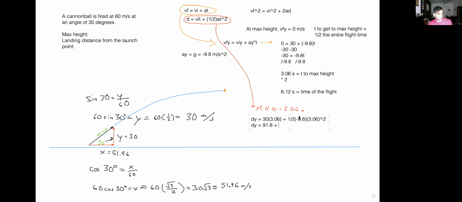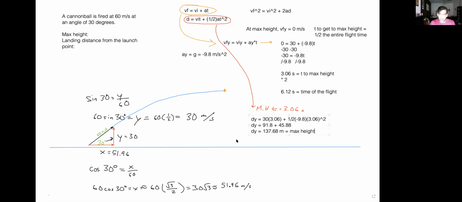is equal to negative 45.88. Adding those two together, 45.88 plus 91.8, that's equal to 137.68 meters. So that is my maximum height.